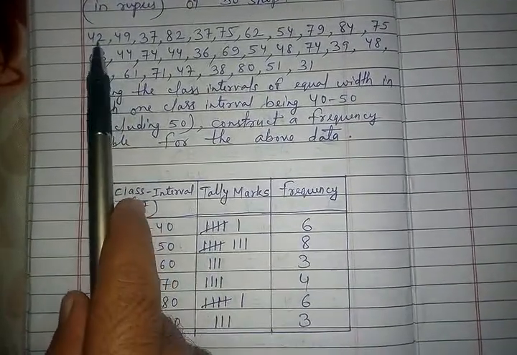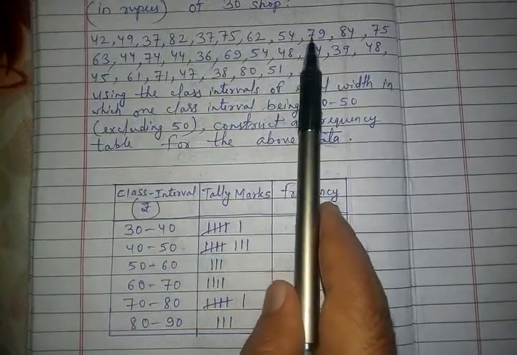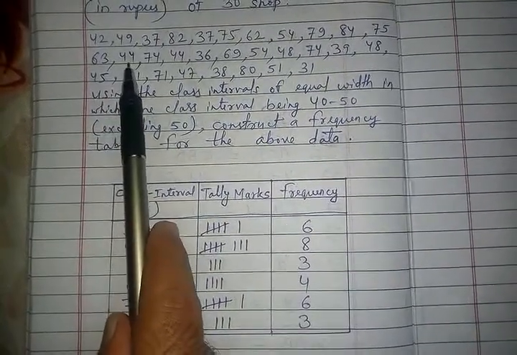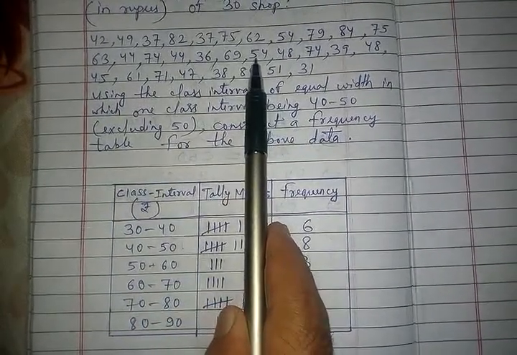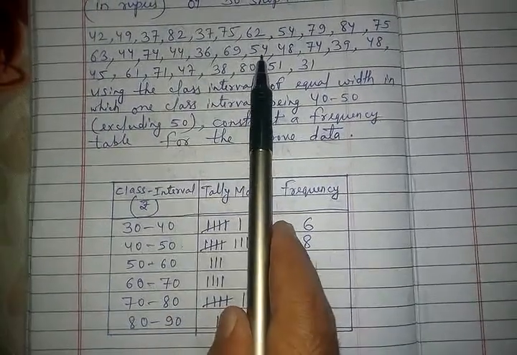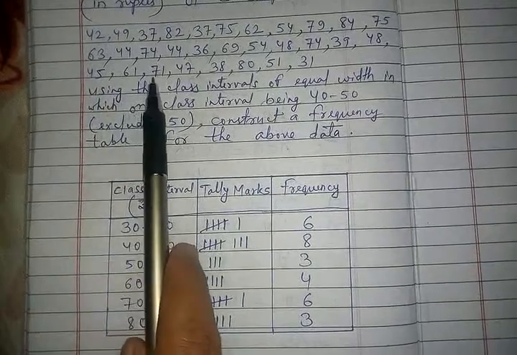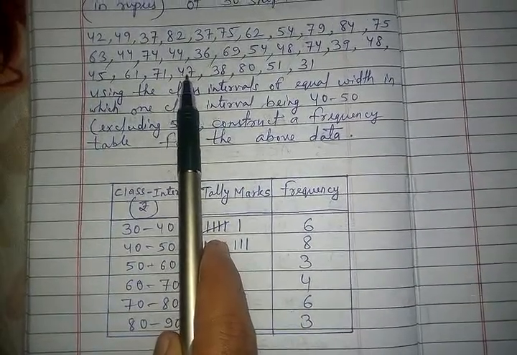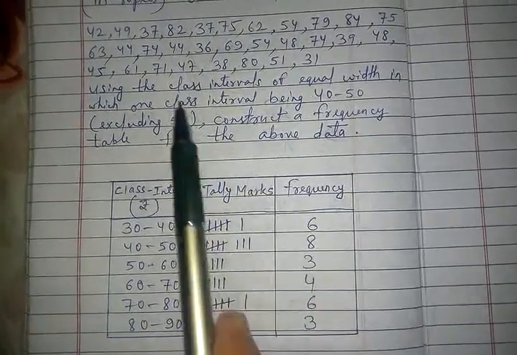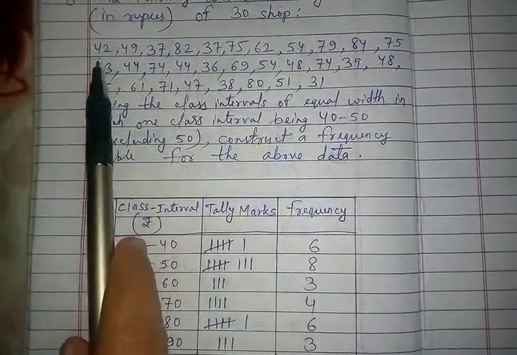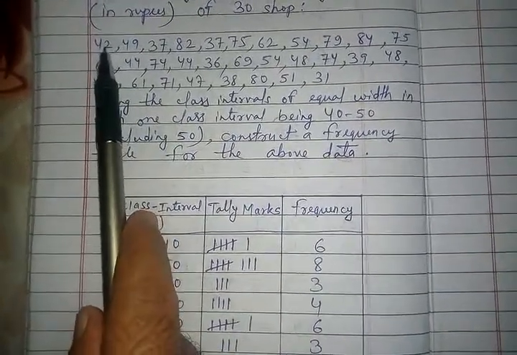So now 42, 1, 2, 3, 4, 5, 6, 7, as there are 8 numbers, but I missed out somewhere, children. So once again let me count. 40 to 50 will be 8. I have already done this, so let me count once again.